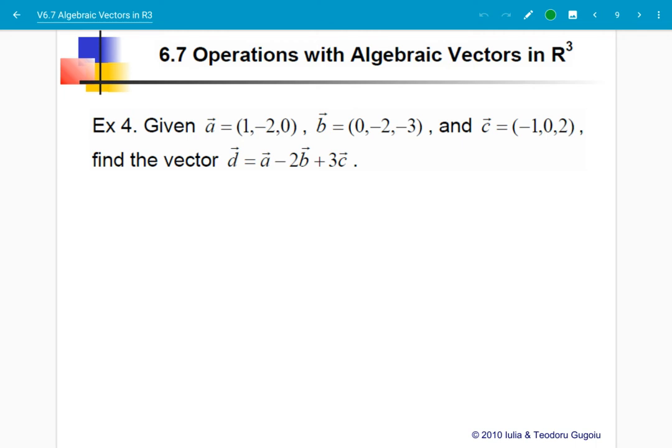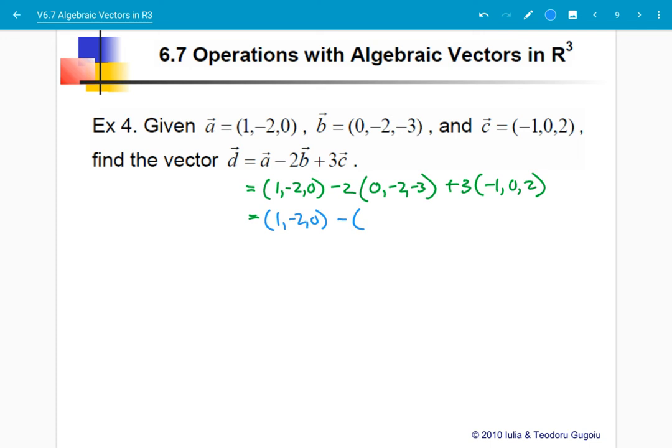Example 4. Given A, B, and C, find D, which is A minus 2B plus 3C. So we sub in A, B and 3 C's. Now, there's a couple ways we could show the work. My preference is to do it this way. If I'm going to show a step, I distribute the negative 2 and the positive 3, like that.